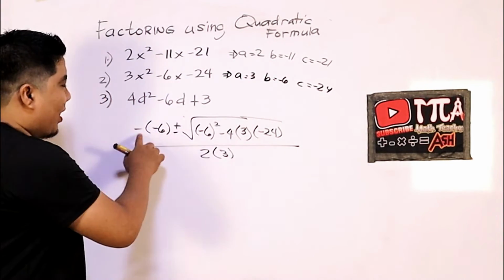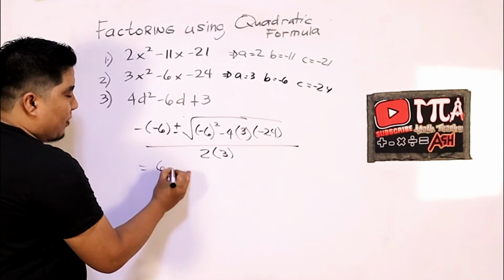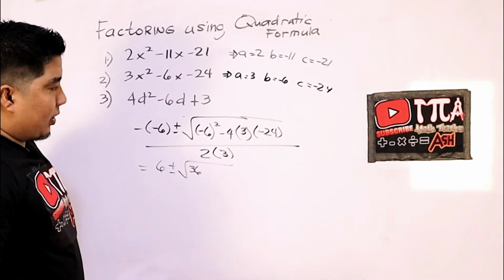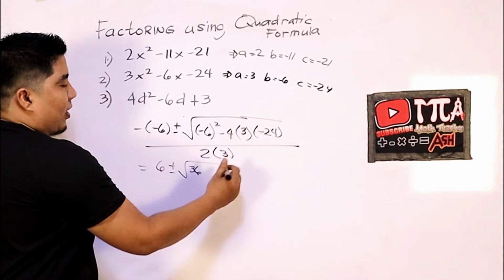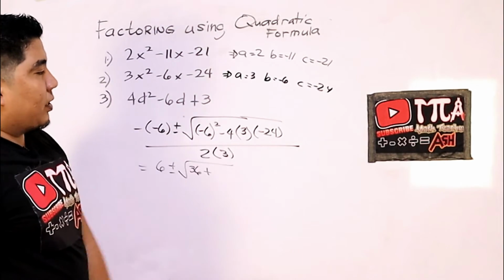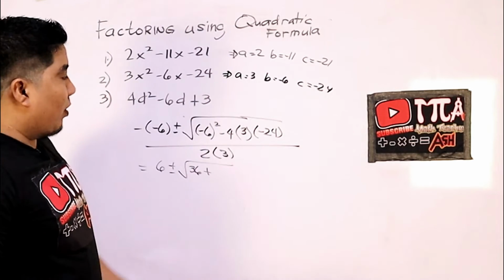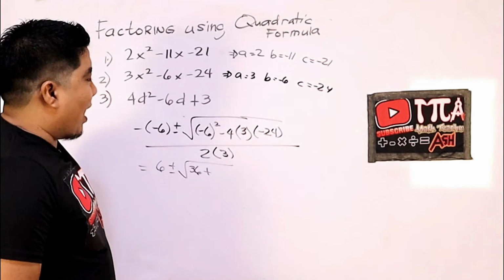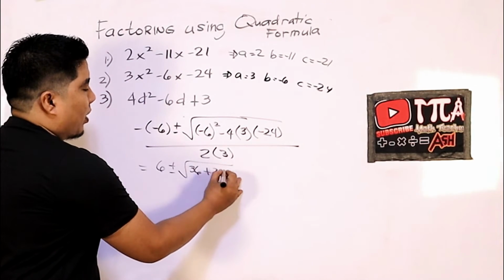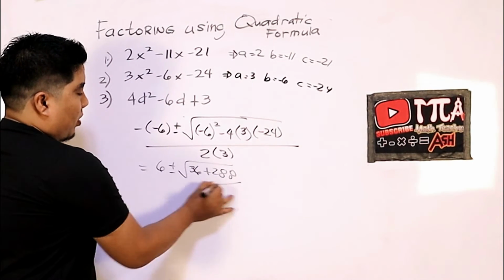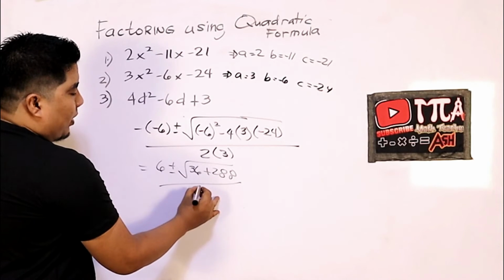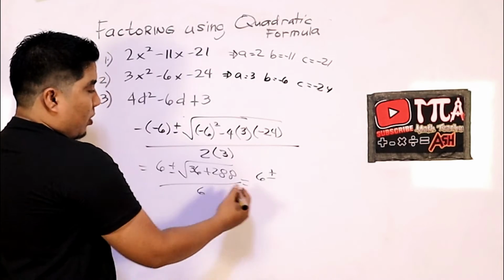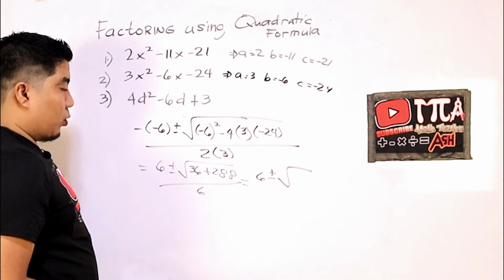Then we simplify. We have positive 6 plus or minus the square root of 6 squared, or negative 6 squared, which is 36. Then since this is negative and negative, that will become plus. 4 times 3, that is 12. So 12 times 24, I think we will be having 288. Then simplifying the denominator, 2 times 3, that is 6.